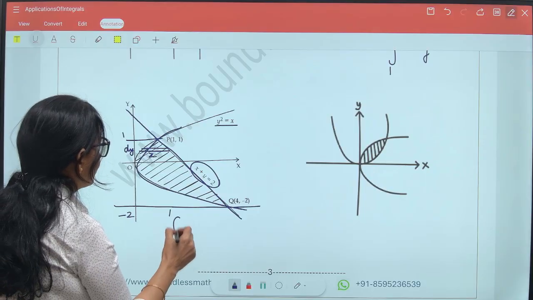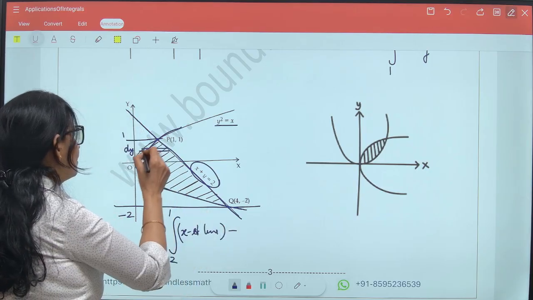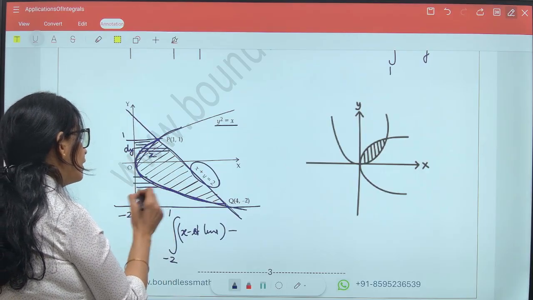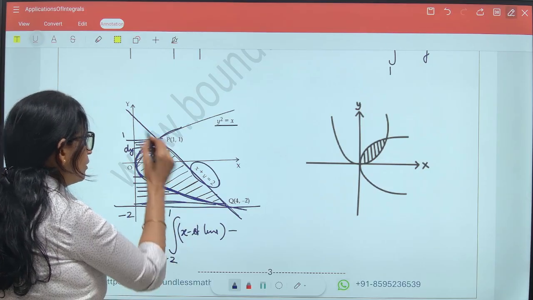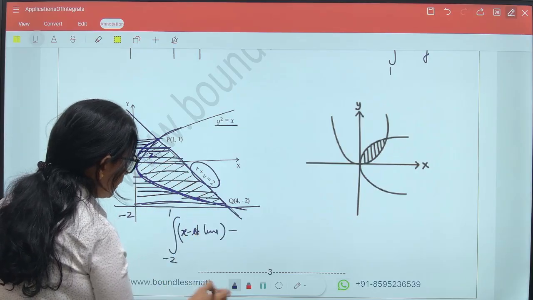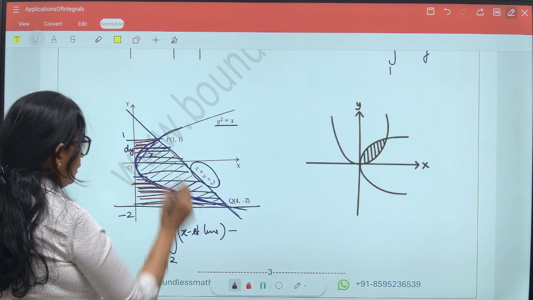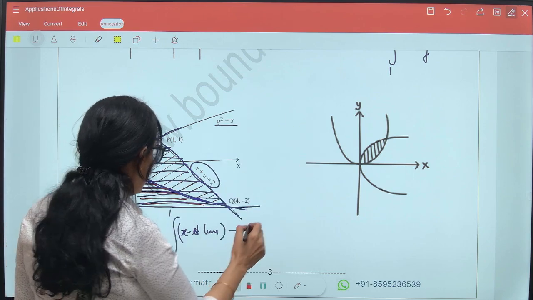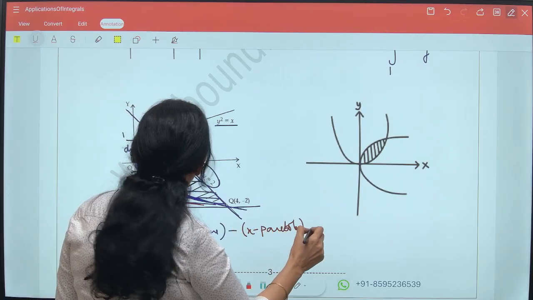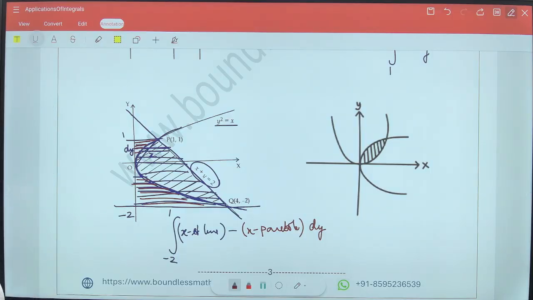from the equation of the straight line, x for the straight line, minus the area bounded by this curve also. You need to take away this area, because when you integrate the equation for the straight line you will get this entire area, but from this entire area you need to take away the area bounded by the parabola. That means you need to subtract x of the parabola and integrate it with respect to y bounded by minus 2 and 1. Understood?